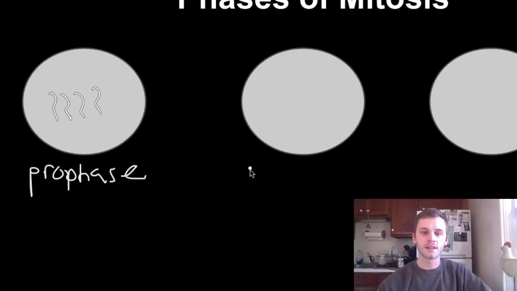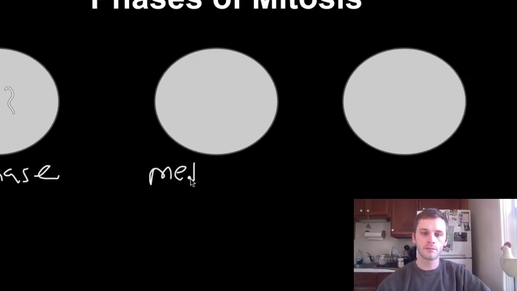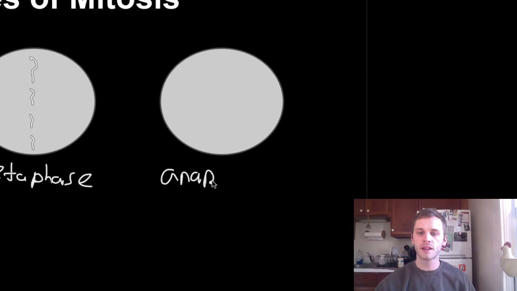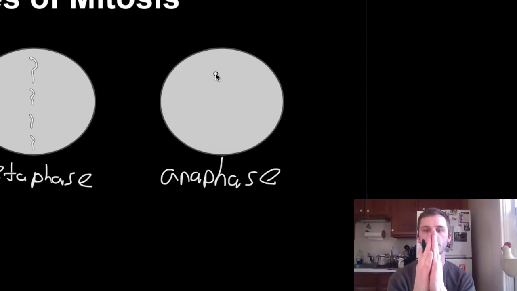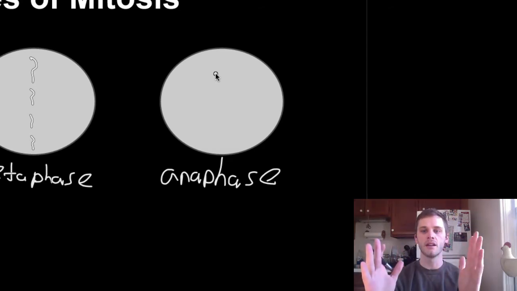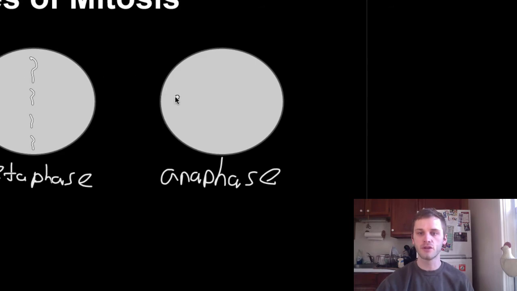Our next phase is metaphase. And metaphase, I like to think meta-middle. Your chromosomes line up in the middle of the cell. Anaphase is our next phase. In anaphase, you have these chromosomes in the middle, meta-middle, and they start to go to either side of the cell. So you'll have 2 that start to go towards this side, and 2 that start to go towards this side.